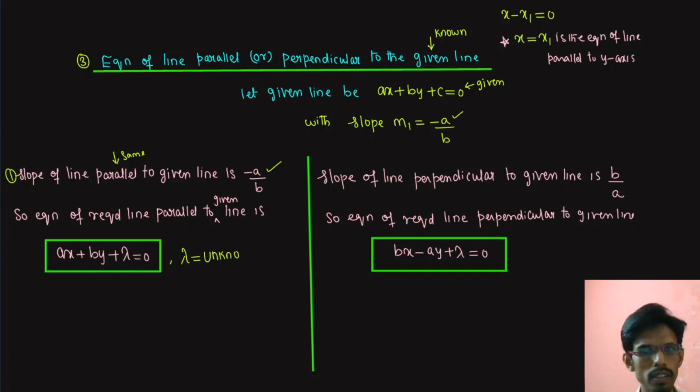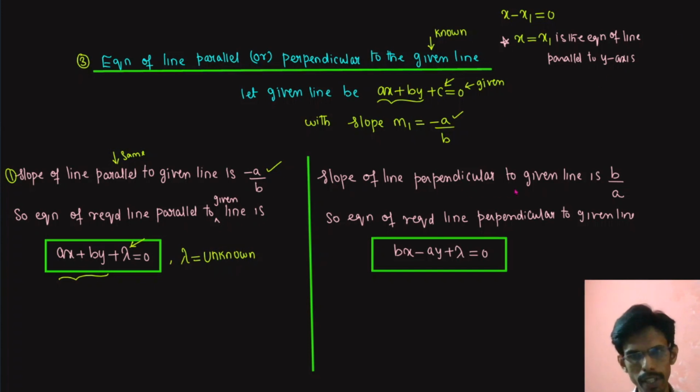This lambda can be obtained by the condition given in the question. So if the given line is ax plus by plus c, the only difference will be in lambda. This c and lambda will be different. These two, ax plus by, will be the same for a parallel line.